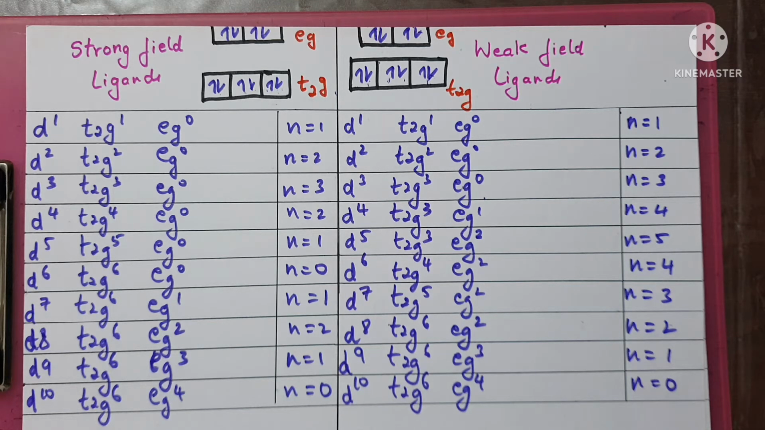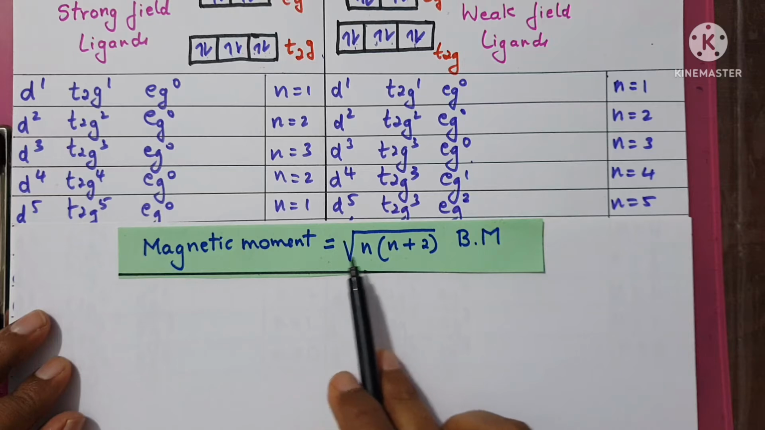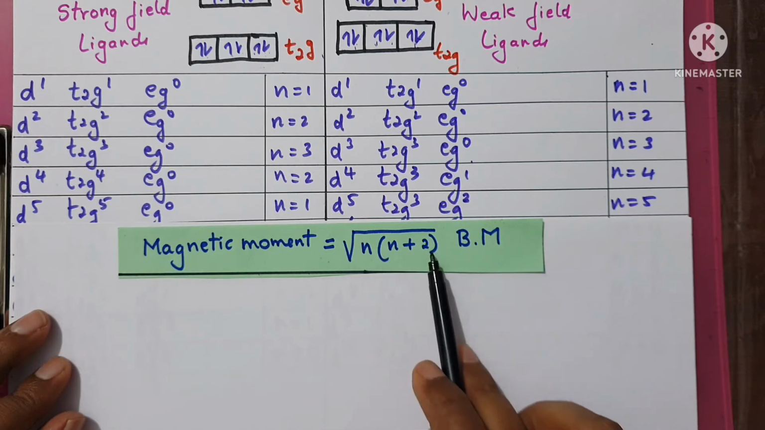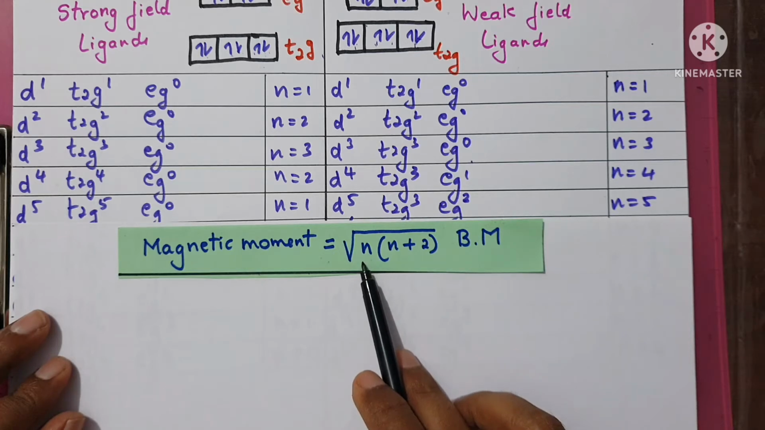Let me use this electronic configuration to calculate the magnetic moment, and then the crystal field splitting energy, children. Sorry, let us do that now. Here is the formula to calculate the magnetic moment: magnetic moment is equal to square root of n into n plus 2 Bohr magneton. Here n is the number of unpaired electrons.